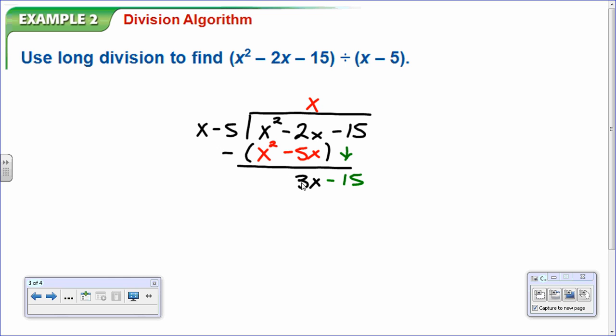X times what is equal to 3x? That would be a positive 3. So I'll put a positive 3. And now multiply plus 3 times x minus 5. 3 times x is 3x. 3 times negative 5 is negative 15. And now we'll go ahead and subtract this from what's above it. And there's no remainder. So the solution here, x squared minus 2x minus 15 divided by x minus 5, is equal to x plus 3.